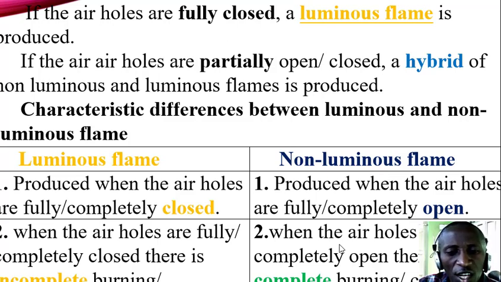Number one, luminous flame is produced when the air hole is fully or completely closed, while the non-luminous flame is produced when the air hole is fully or completely open. Number two, luminous flame produces some incomplete burning of the laboratory gas, whereas the non-luminous flame, since it is formed when the air hole is completely open, produces complete burning of the laboratory gas.